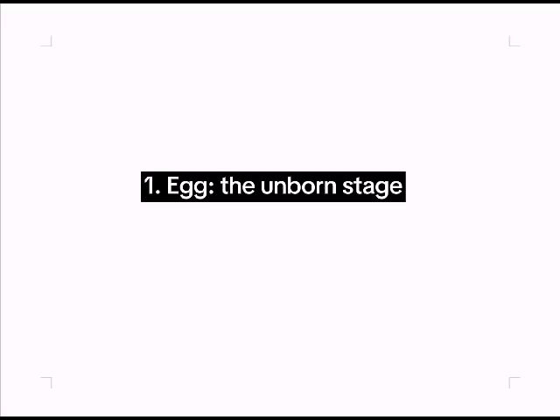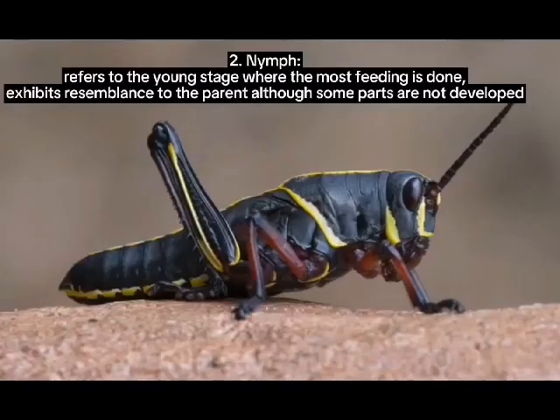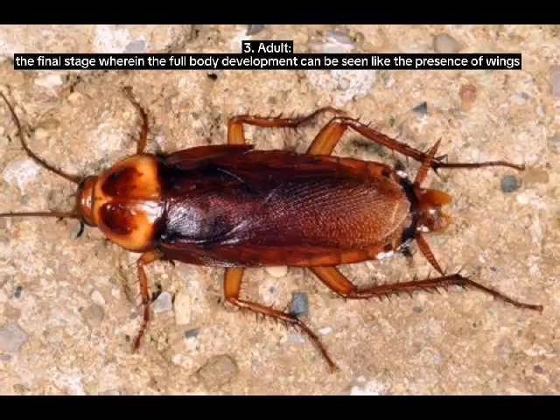Egg, the unborn stage. Nymph refers to the young stage where the most feeding is done, exhibits resemblance to the parent, although some parts are not developed. Adult, the final stage wherein the full body development can be seen, like the presence of wings.